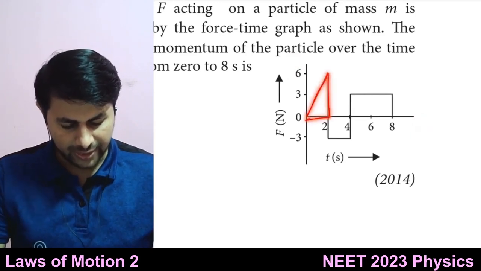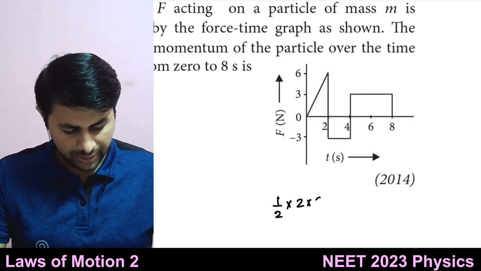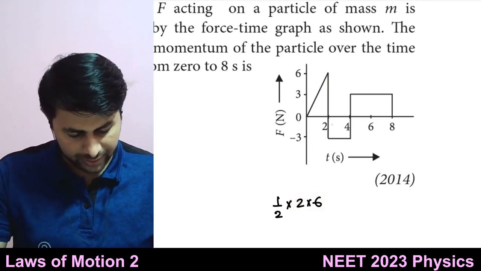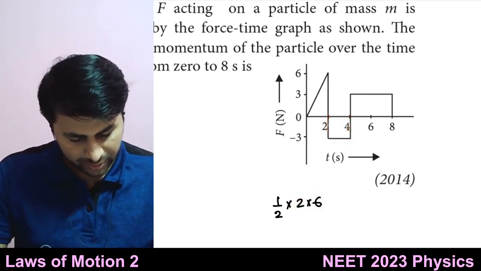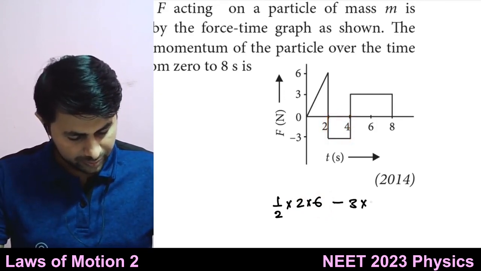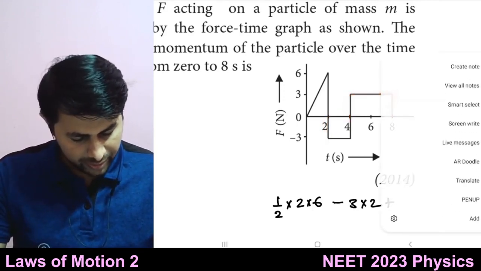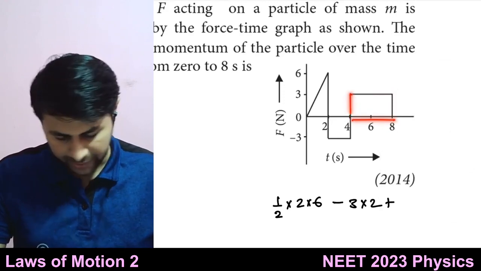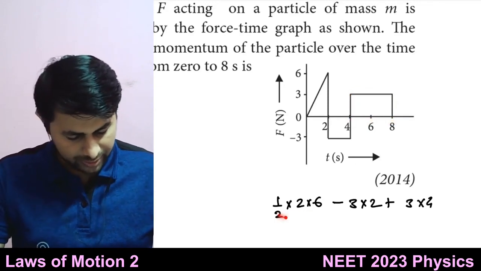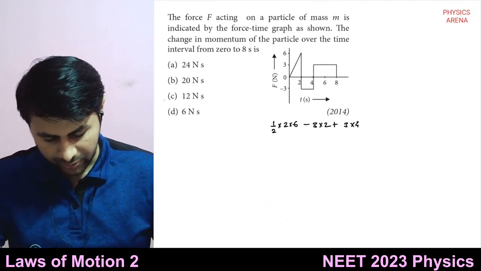So the area of this triangle is half of base multiplied by height. Its base is 2, height is 6. 6 times 2, 12. 12 divided by 2, 6. Minus this area. So this is 3 times 2, so minus 3 times 2. Plus this area, which is 3 times 4. So it is 6 minus 6 plus 12. So it is 12. So the answer is 12 Newton second.